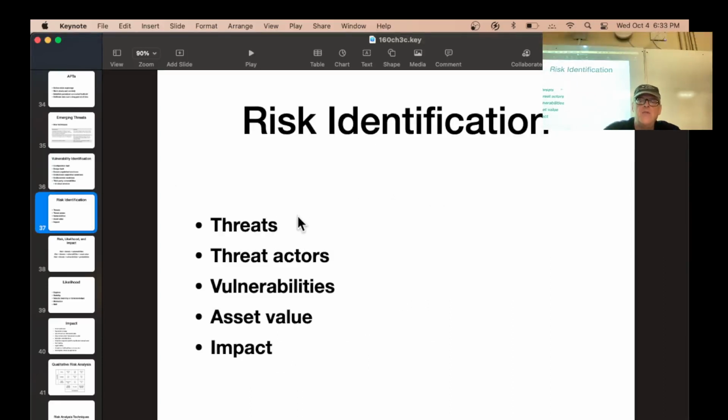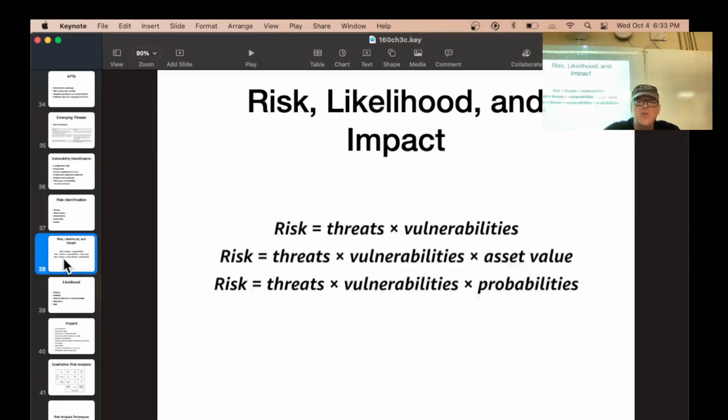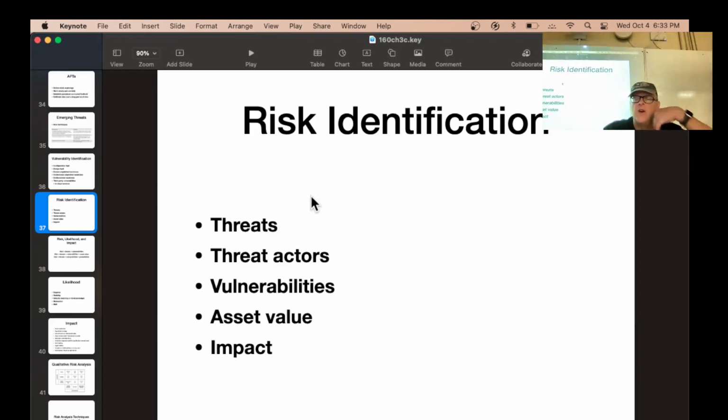So you can define threats, threat actors, vulnerabilities, asset value, and impacts. These are all things I think we're going to go through. All right. Anyway, so threats are bad things that might happen. Threat actors are the people that would do them. Vulnerabilities are weaknesses that allow that threat to do harm. Asset value, of course, determines how much you could lose if the attack gets in, and the impact is a measure of how much this will ultimately affect your business.